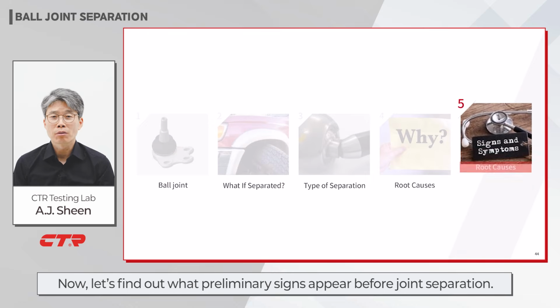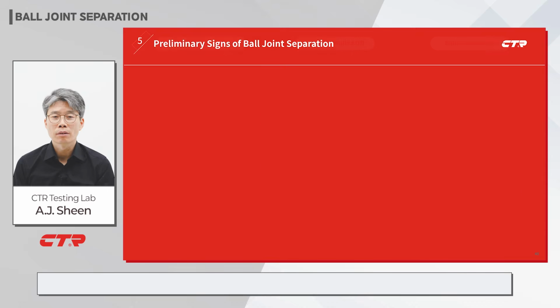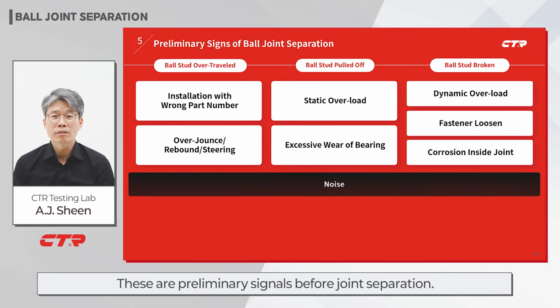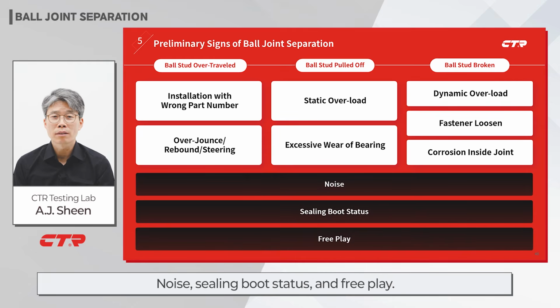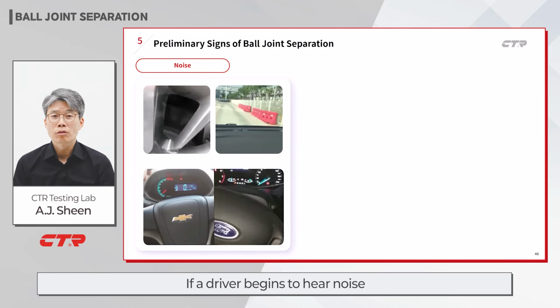Now let's find out what preliminary signs appear before joint separation. These are preliminary signals before joint separation: noise, steering status, and free play. The preliminary signs listed here are ones that drivers may recognize and notice on a regular basis. If a driver begins to hear noise from a vehicle's steering or suspension system, it must be a preliminary sign that there is a problem with the components.